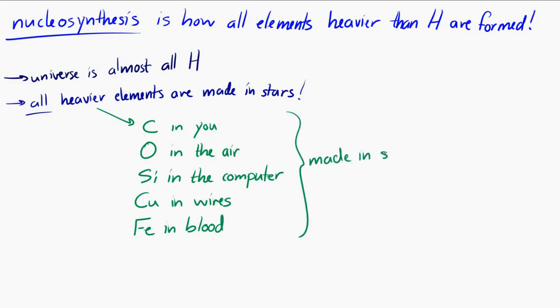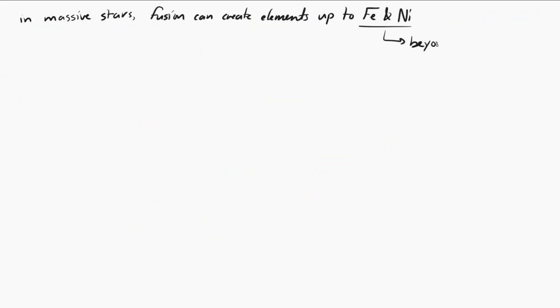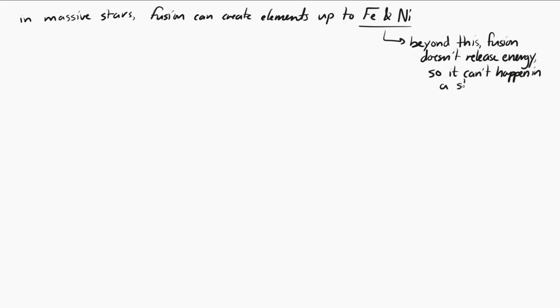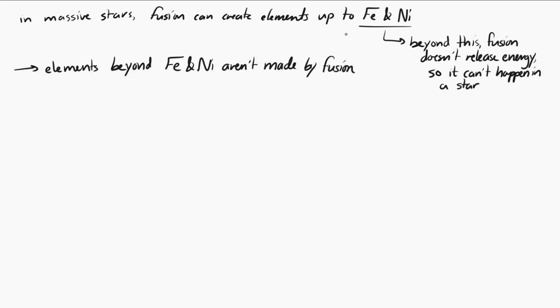Now, in massive stars, fusion can produce elements all the way up to iron and nickel, the most stable elements. But beyond iron and nickel, fusion doesn't release energy, so it can't support a star. So heavier elements than iron and nickel are not formed in the cores of stars, at least not through the process we've looked at. So how do we get these heavier elements? Well, there's 2 methods. Method 1 is the S process, for slow neutron capture.